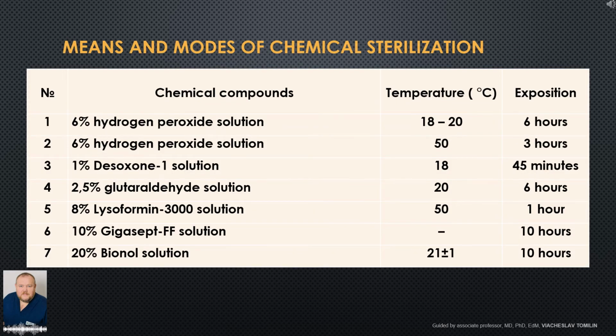Means and modes of chemical sterilization. Chemical compounds: 6% hydrogen peroxide solution, 1% Desoxon 1 solution, 2.5% glutaraldehyde solution, 8% Lysoformin 3000 solution, 10% Gigacept FF solution, 20% Bionol solution. Temperature in degrees Celsius and exposition in hours are shown in this table.